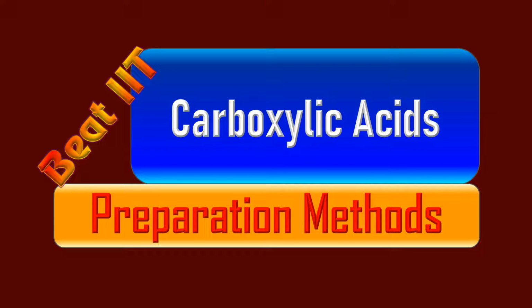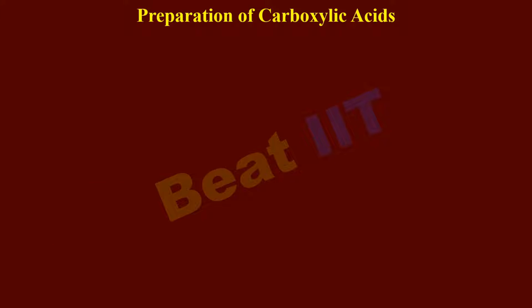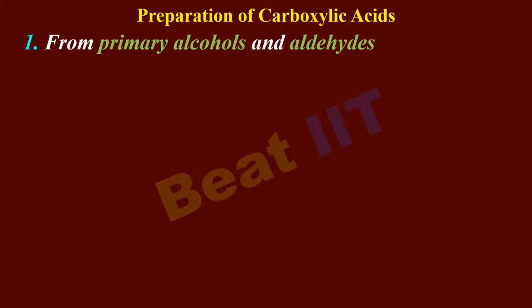The preparation methods of carboxylic acids. I will be talking about a total of 6 methods here. All are very important, and will be used in conversions as well. The first one is from primary alcohols and aldehydes. Specifically, it is not used for ketones. I will talk about why it is not used for ketones.